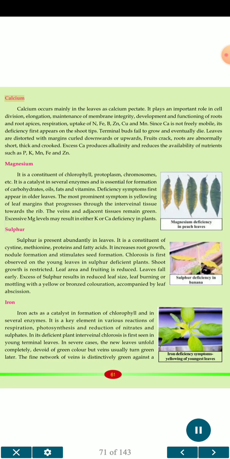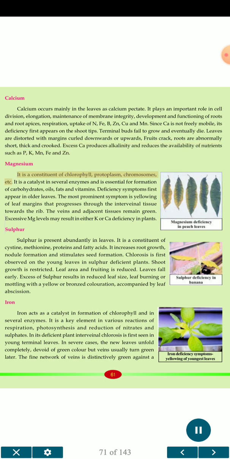61. Calcium. Calcium occurs mainly in the leaves as calcium pectate. It plays an important role in cell division, elongation, maintenance of membrane integrity, development and functioning of roots and root apices, respiration, and uptake of N, Fe, B, zinc, Cu and Mn. Since Ca is not freely mobile, its deficiency first appears on the shoot tips. Terminal buds fail to grow and eventually die. Leaves are distorted with margins curled downwards or upwards, fruits crack, and roots are abnormally short, thick and crooked. Excess Ca produces alkalinity and reduces the availability of nutrients such as P, K, Mn, Fe and zinc.